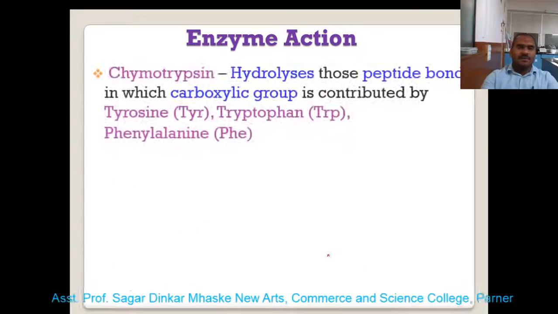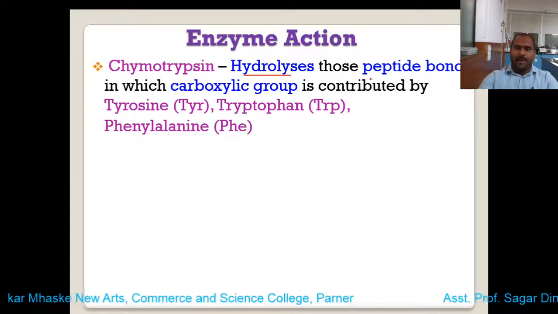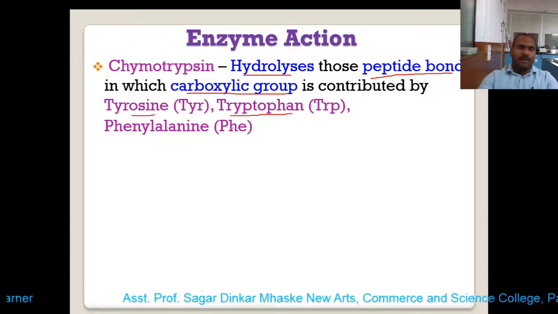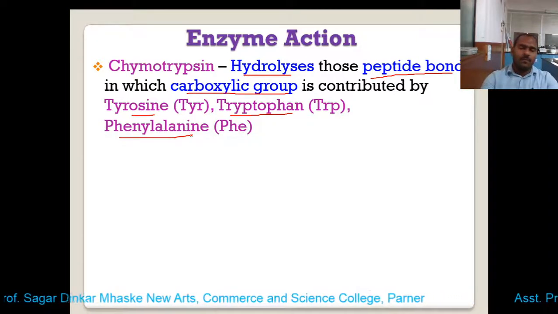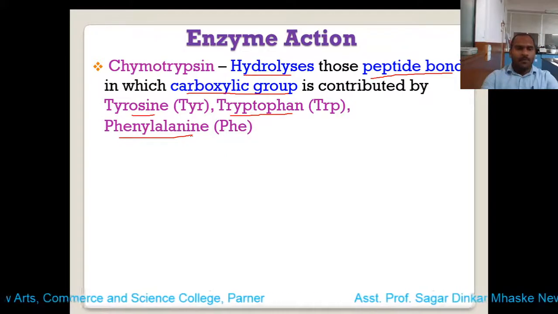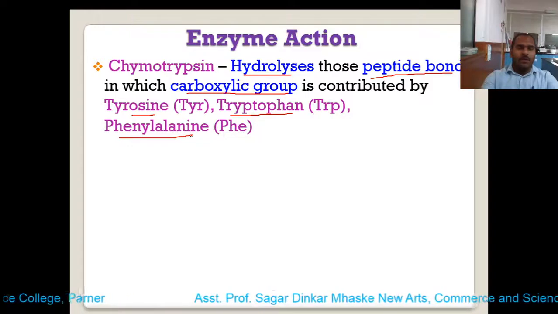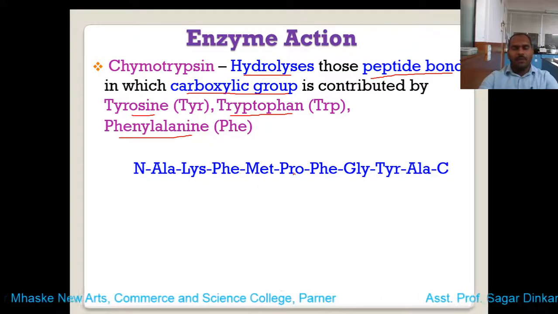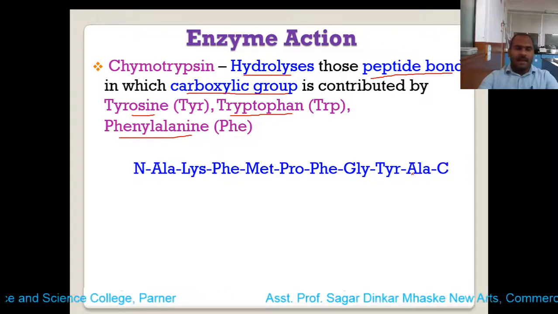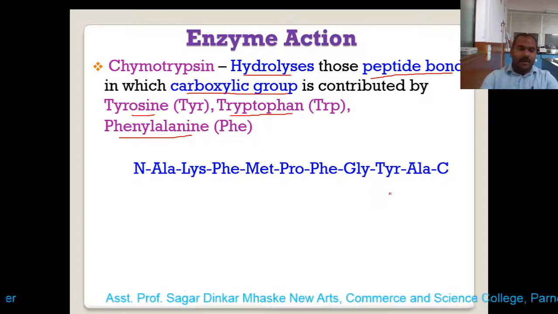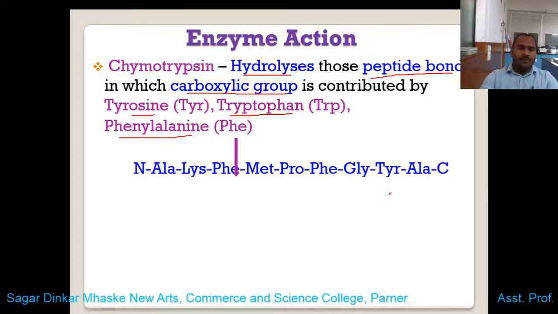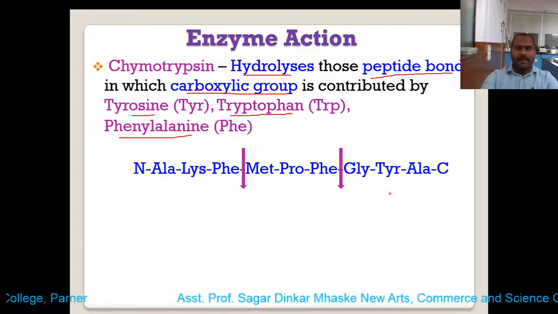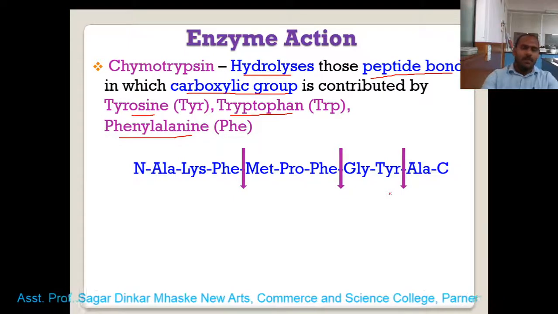Now let's consider the action of chymotrypsin. Chymotrypsin hydrolyzes a peptide bond in which the carboxylic group is contributed by tyrosine, tryptophan and phenylalanine. So we have a breakdown of those peptide bonds in which tyrosine, tryptophan and phenylalanine contribute the carboxylic group. Now let's consider an example: alanine, lysine, phenylalanine, methionine, proline, phenylalanine, glycine, tyrosine and alanine. Here we are considering this polypeptide chain. Now let's consider the action of chymotrypsin. First, at phenylalanine, on the right hand side there will be the breakage. Then we again have a phenylalanine, so there will be a breakage. And last there is tyrosine, so here we will have the breakage. So that will be the action.